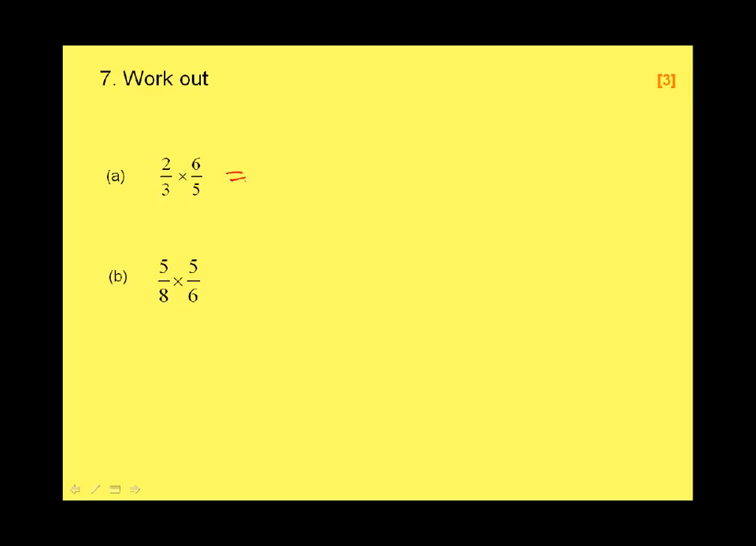This is easy. Multiply the top number with the top, bottom number with the bottom, then cancel it down. So 4 divided by 5. Or you can cancel it there. 2 times 2 is 4. 1 times 5 is 5. 25 divided by 48.